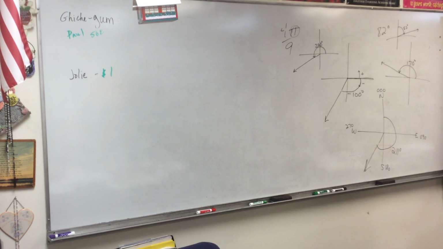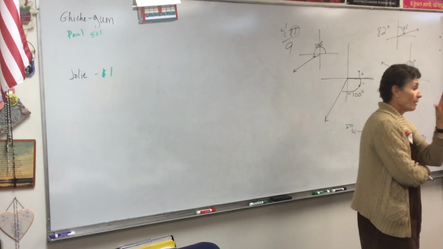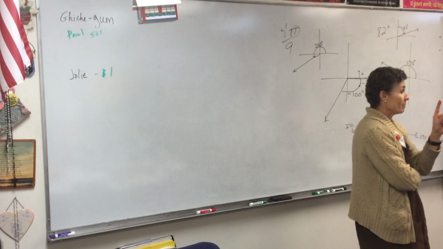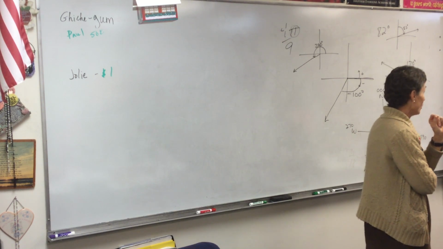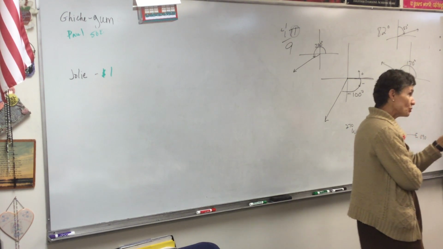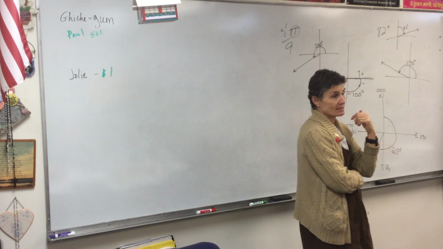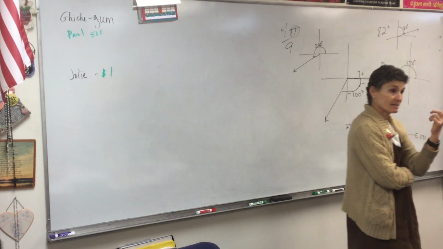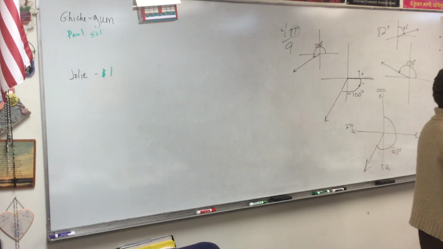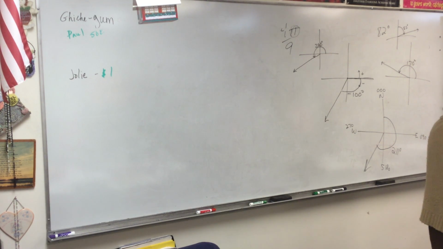Well, the same is true of a degree. A degree can be split up, 1 degree can be split up into 60 pieces called minutes, and each of those minutes can be split up into 60 pieces called seconds. Now, why is that, do you think? Well, I want you to think back, or just think about how big our Earth is.